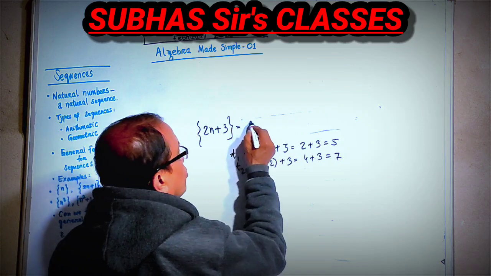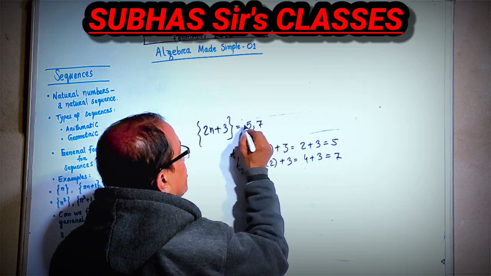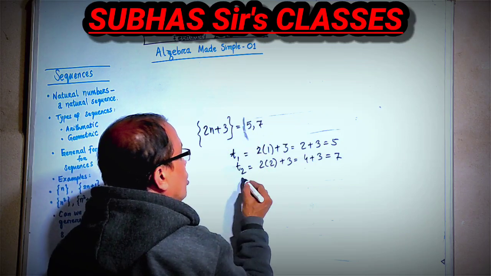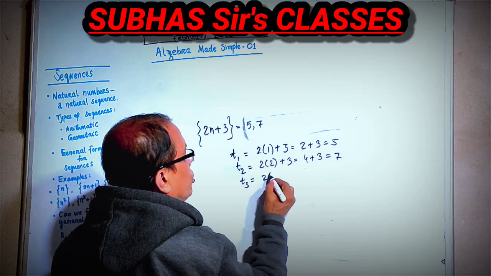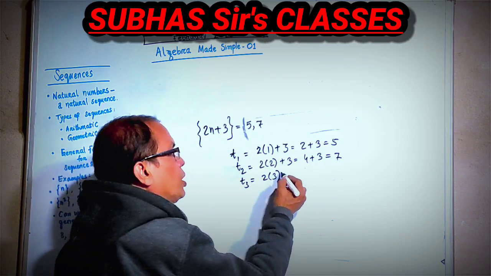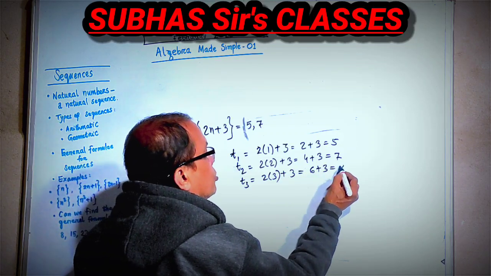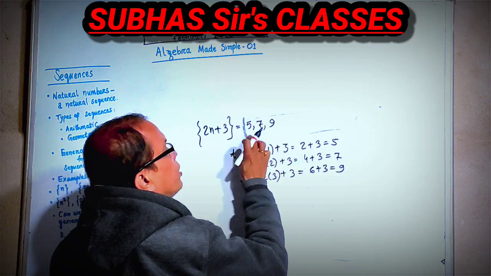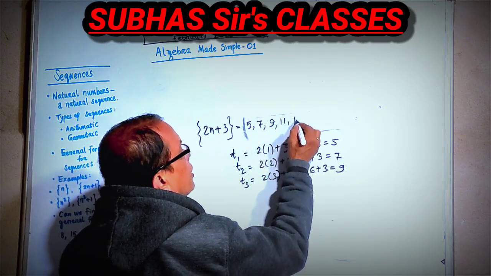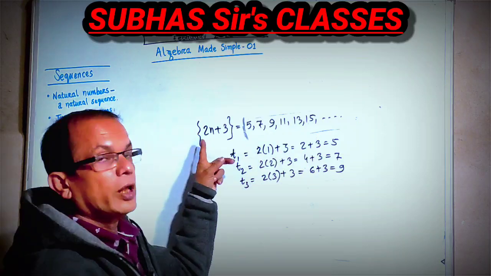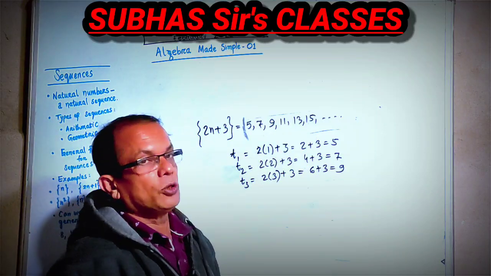So you can write down the first two terms, 5 and 7, and the other numbers will be like t3 is 2 into 3, 6 plus 3, 9. So the number is 9. Now you can predict the other numbers. They will be 11, 13, 15, etc. So from any sequence it is very easy to find the terms.